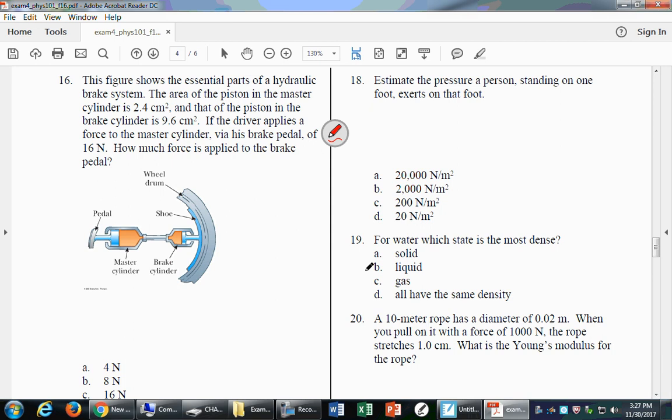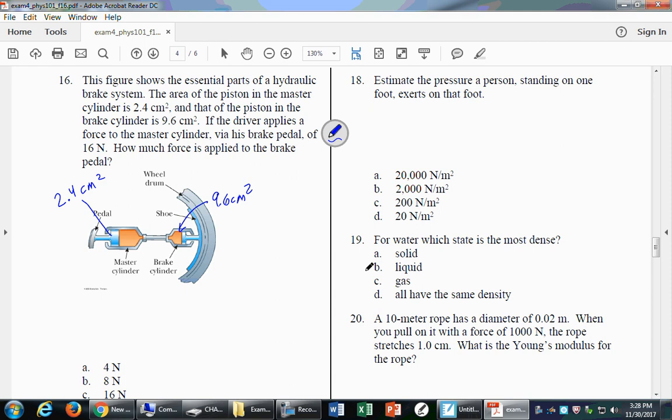Okay, so this one was a little bit different from the one that we did in class, but it's really exactly the same. I have two pistons, the master cylinder and then the brake cylinder, or I think it's called the slave cylinder. Anyway, the master cylinder has an area of 2.4 square centimeters. This brake cylinder has an area of 9.6 square centimeters. Sort of looks smaller in the picture, but it's actually bigger, because you want a bigger force, right? You're applying a bigger force to the brake.